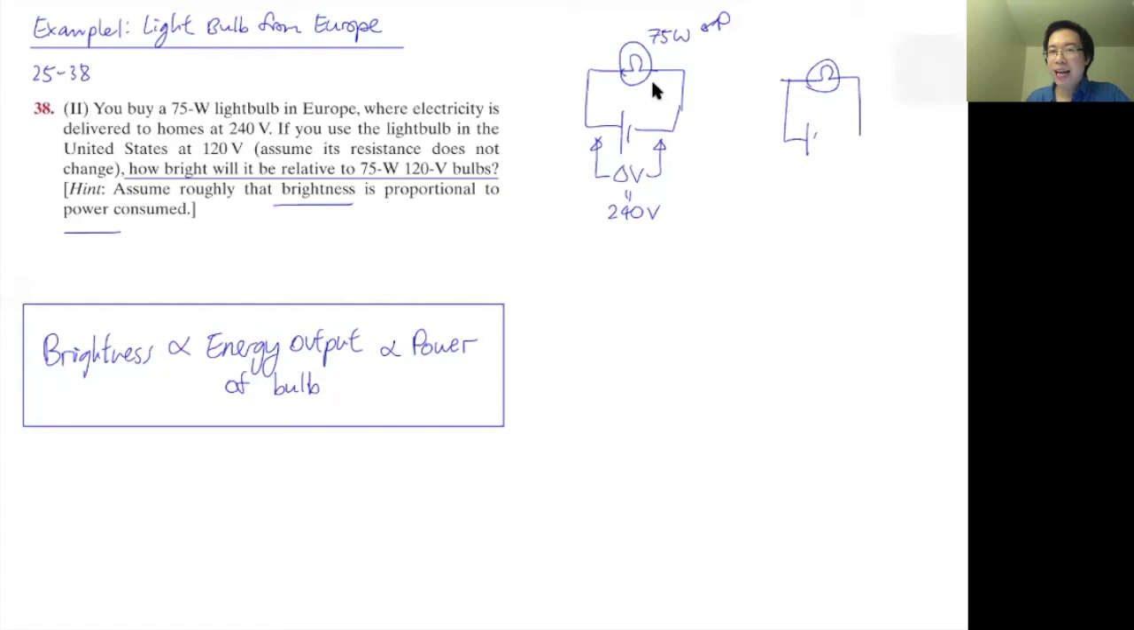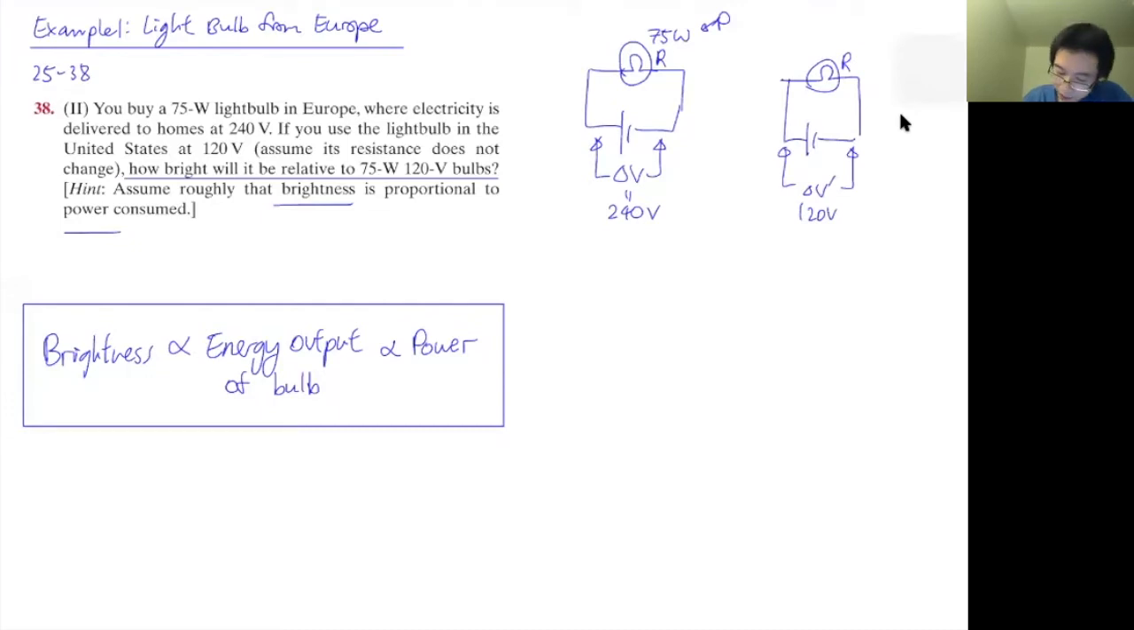The light bulb itself doesn't change, right? What is really generating the light is the resistance. So the resistance does not change from here to here. Let's call this delta V prime. The resistance here is R. The resistance here is also R. So first we need to find out what the resistance is.